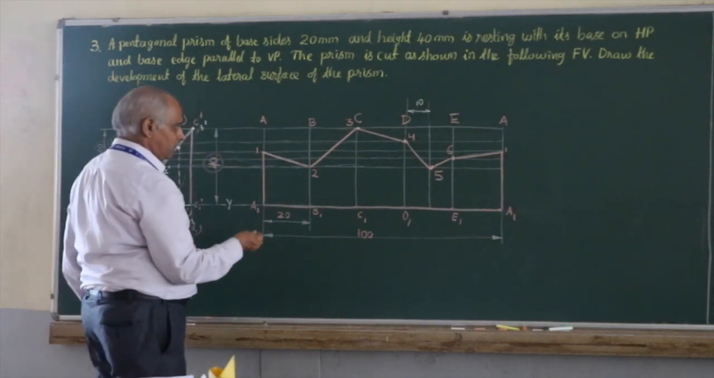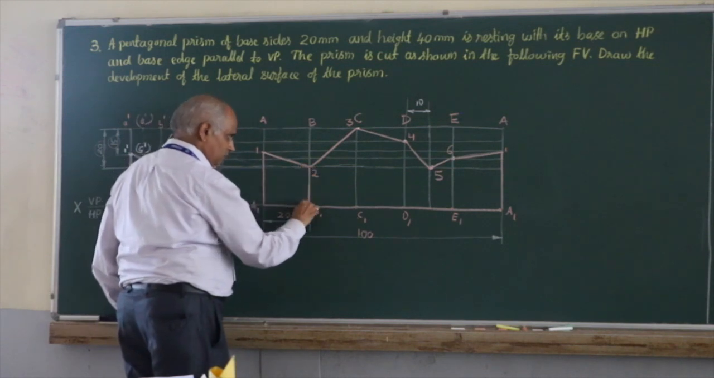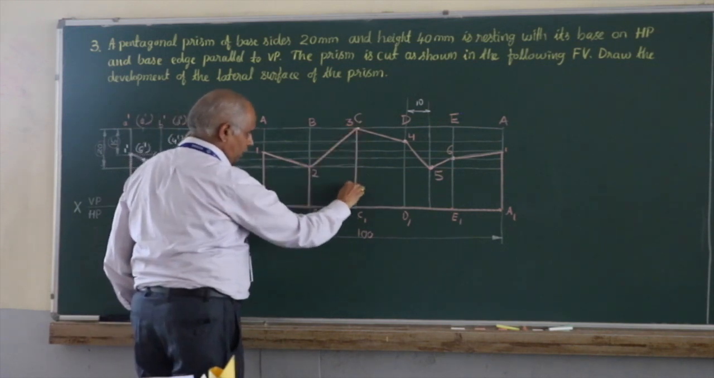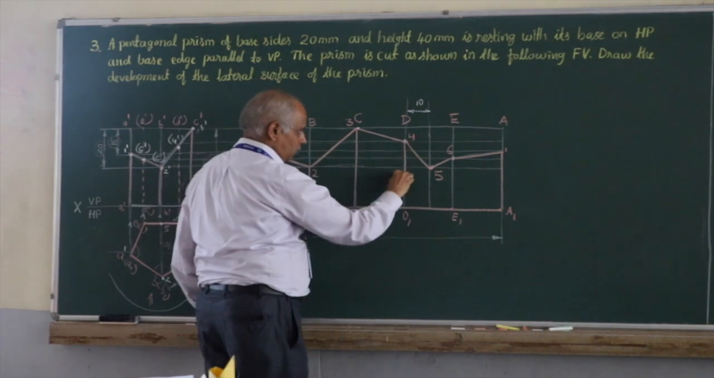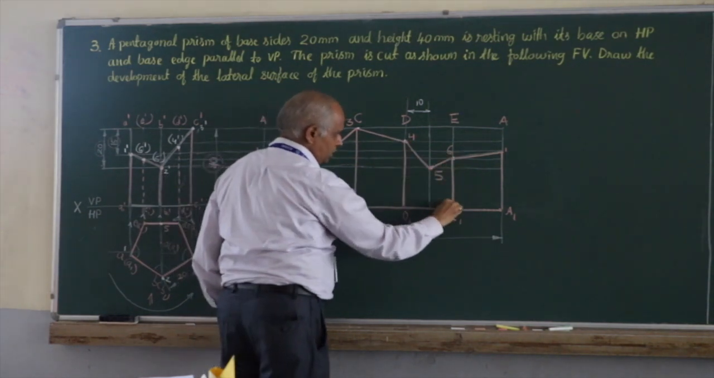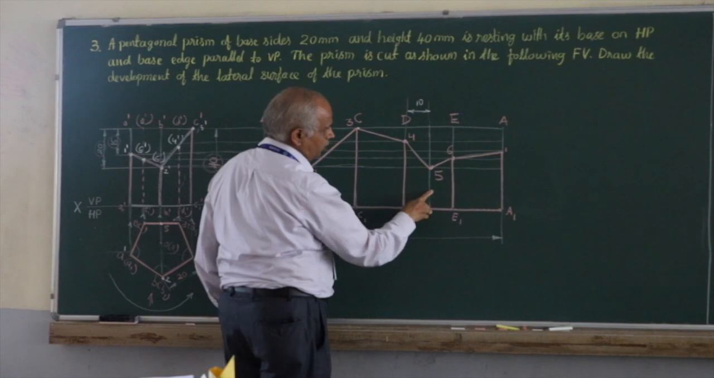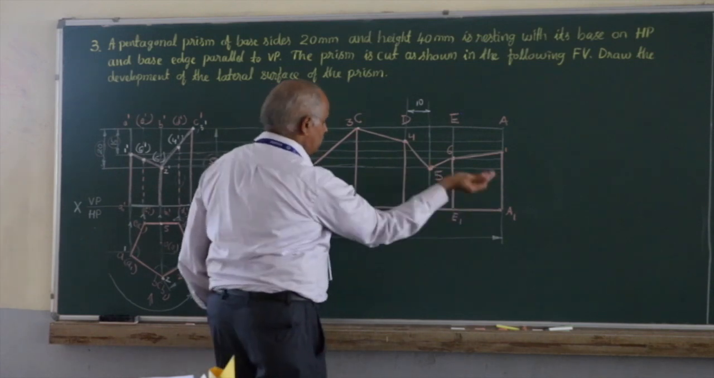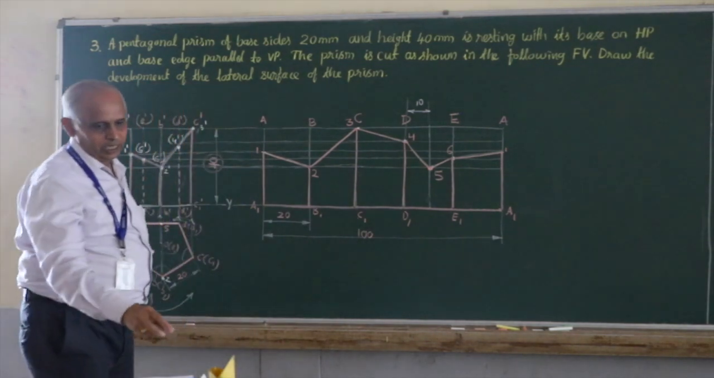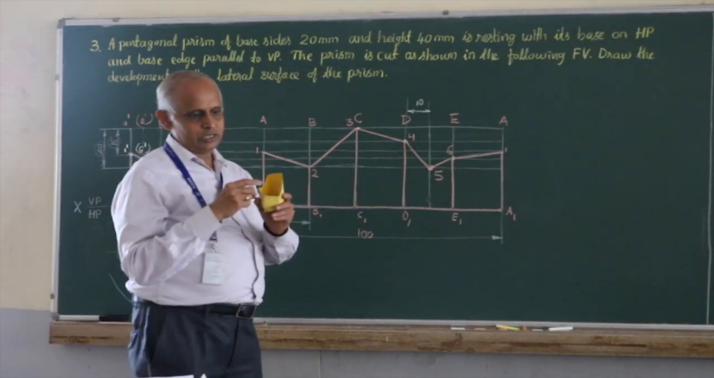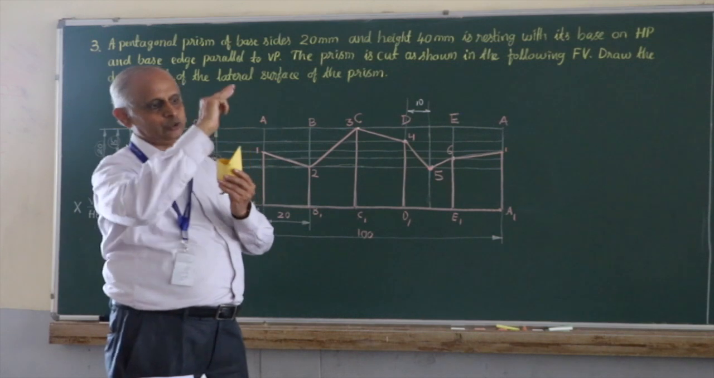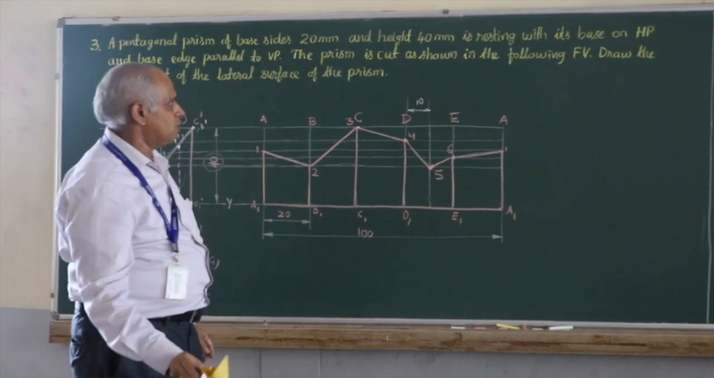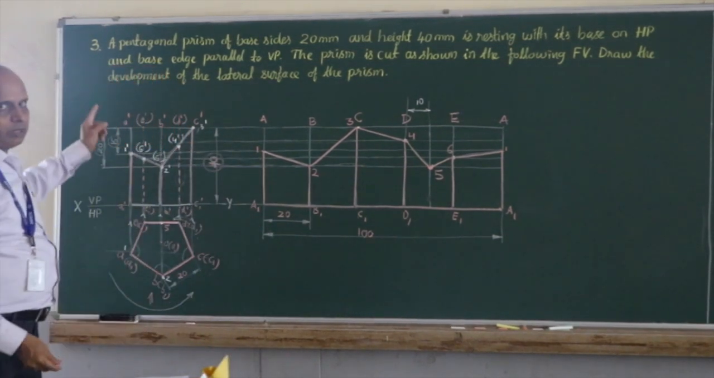Then you look at the folding edges. This is a folding edge, this is a folding edge, this is a folding edge. Remember, this is not an edge, don't make it dark. It's only for locating points that we have drawn this line, and that way when you fold it back, you are going to get this particular development as shown here. This is a pentagonal prism cut with 2 section planes. That completes problem number 3.